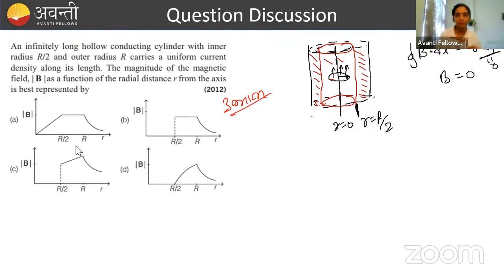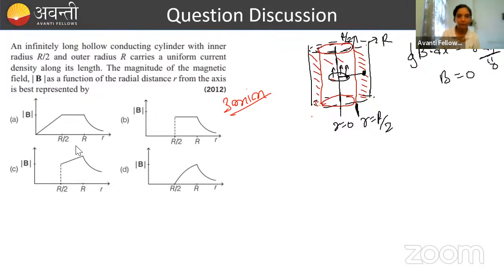So the shape of the magnetic field will be what? Circular. That is why the Ampere loop I have taken is circular, right? Now let's take another point between R equal to R by 2 to R. So this is R and this is R by 2. If I'm taking a point somewhere here.